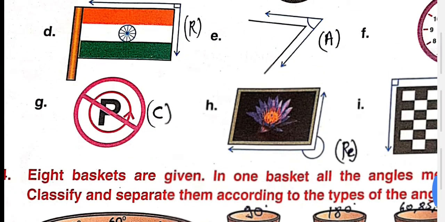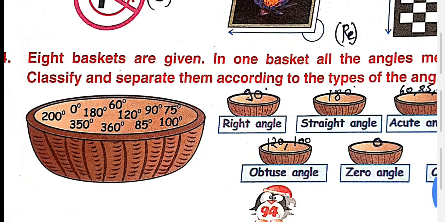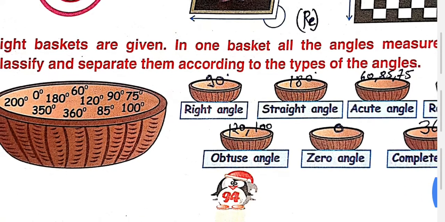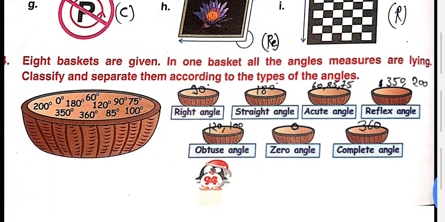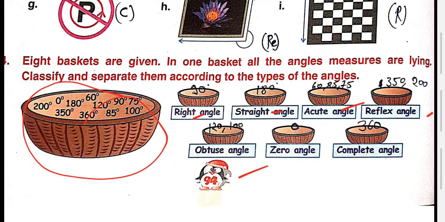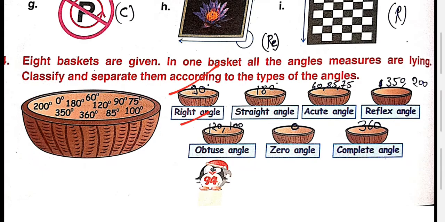Now come to the next question. Question number 4. Eight baskets are given. In this question, some small baskets are given, and there is one big basket. So you have to put the angles in the baskets according to their names. They want a right angle. A right angle is what? 90 degrees. So from this one you take 90 and put it here. A straight angle is 180 degrees. From this one you take 180 and put it here. Acute angles are less than 90. Just check, less than 90 and more than 0.